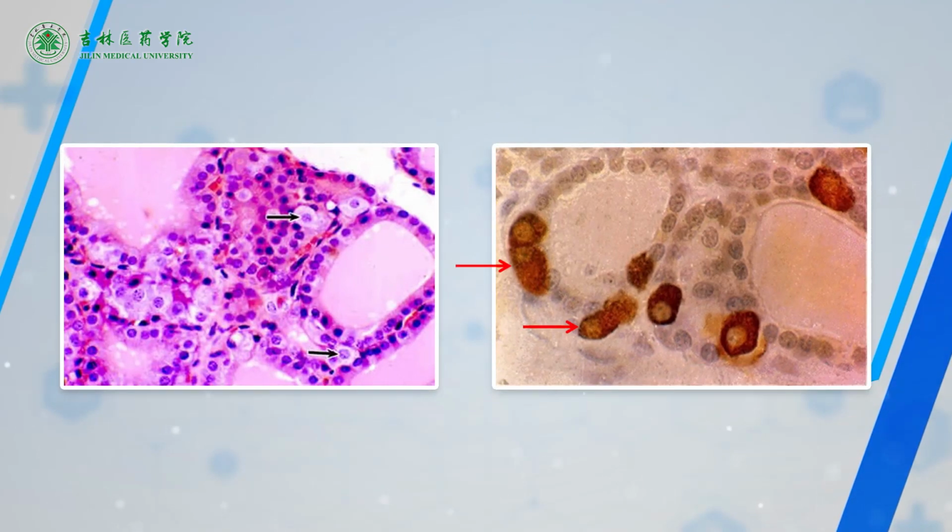The arrows show parafollicular cells. The left is stained by HE. The cells are stained pale. The right is stained by silver. The cells appear brown in color.